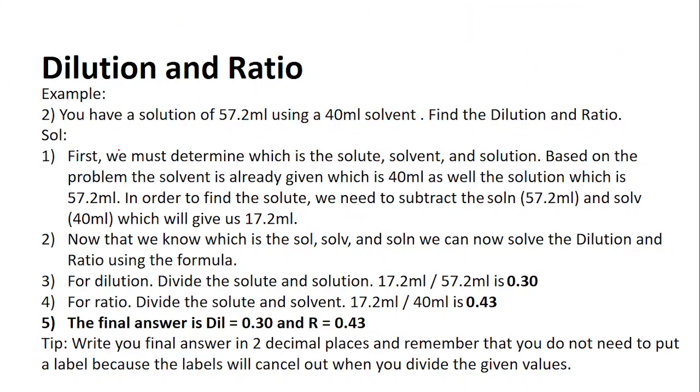Okay, so next example, you have a solution of 57.2 ml. So may solution ka daw na 57.2 ml using 40 ml of solvent. So we have two given values: 57.2 ml of solution and 40 ml of solvent. Okay, so again, first step, we must determine kung sino si solute, sino si solvent, sino si solution.